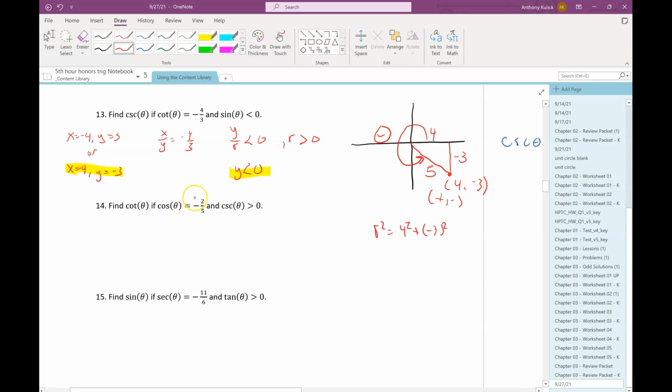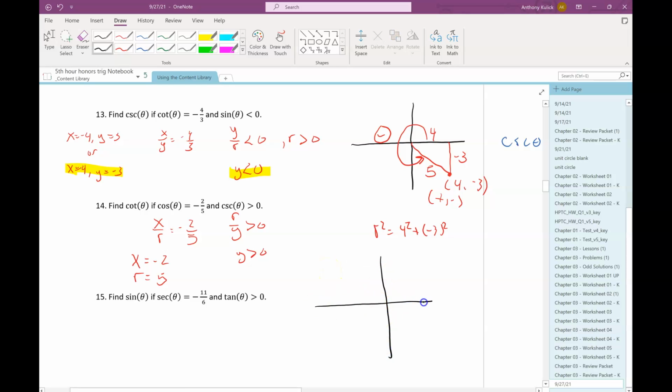Okay. So cosine theta is x over r. And I know the r has to be positive, so I know the x has to be negative 2 and the r has to be 5. Feel okay there? Okay. And then cosecant is r over y. Again, the r has to be positive, so I know the y has to be positive. Okay with that? Yes or no, Ev? Yeah.